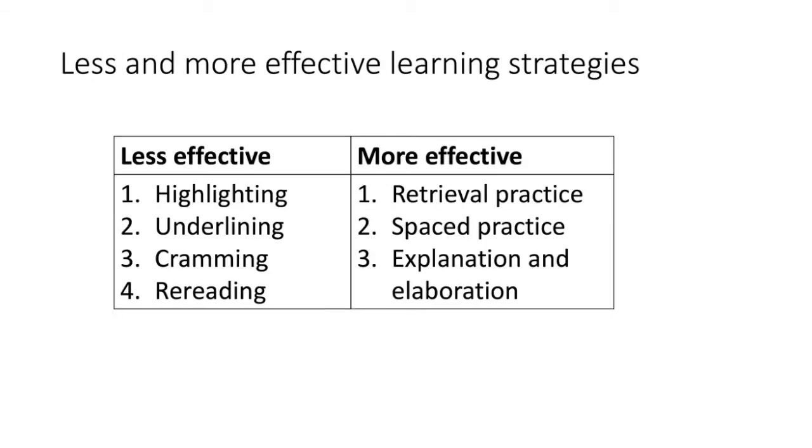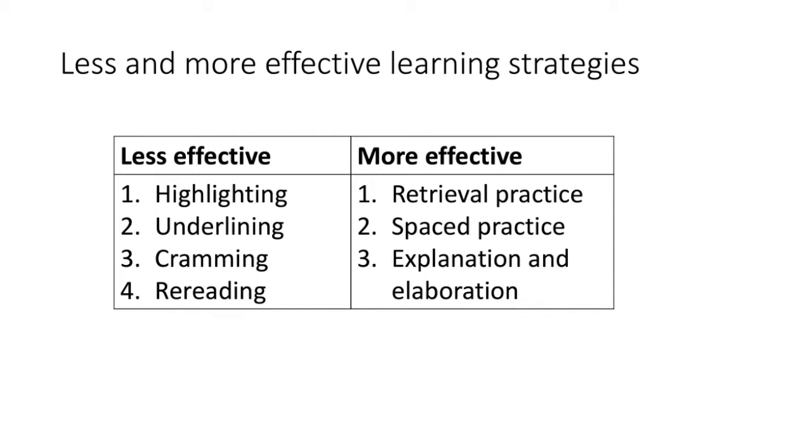Before moving on, I want to clarify this distinction between effective and ineffective learning strategies. This table contains a few well-known and well-researched learning strategies. Based on extensive research, we're able to categorize these as ineffective or effective. As you can see, the less effective strategies include things like highlighting, underlining, cramming, and rereading. More effective strategies go by labels such as retrieval practice, spaced practice, explanation, and elaboration.